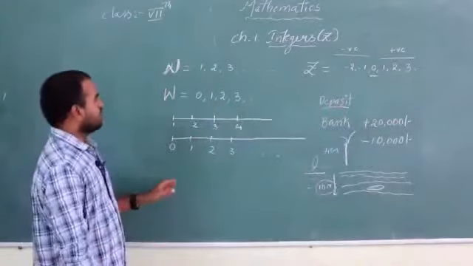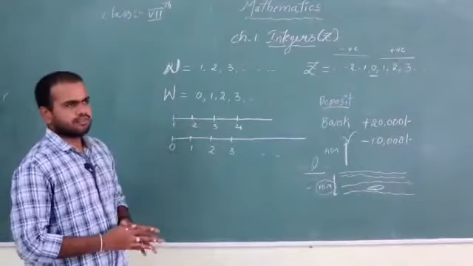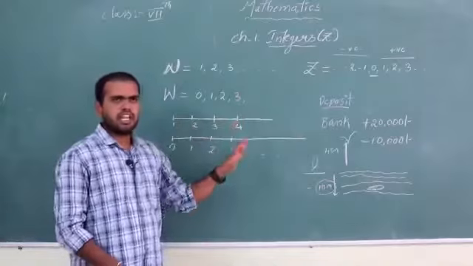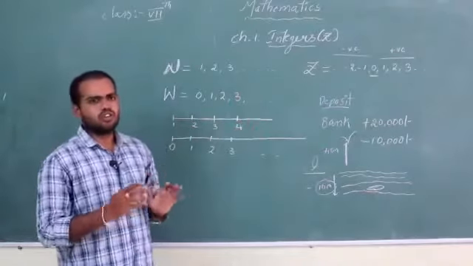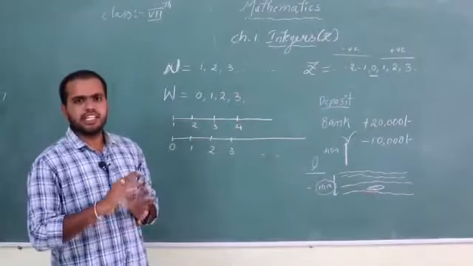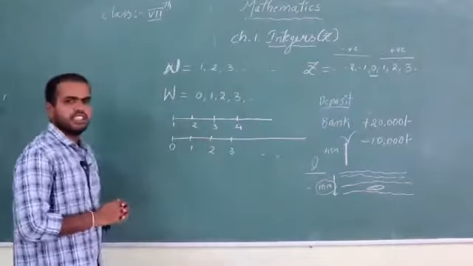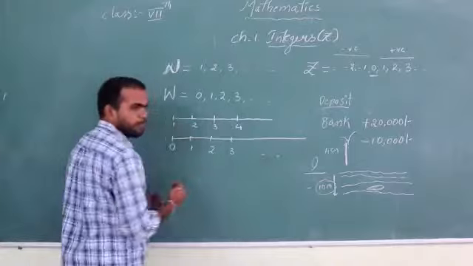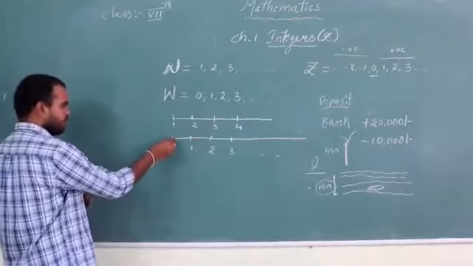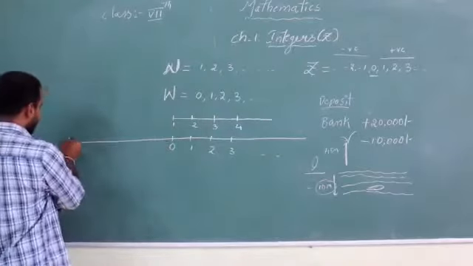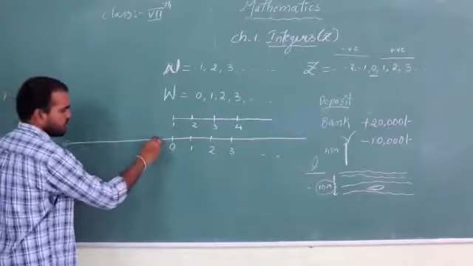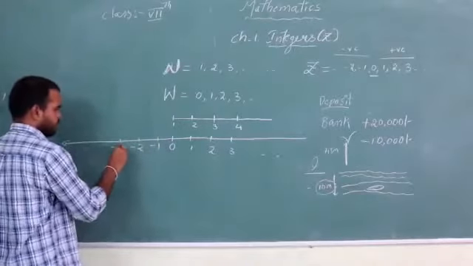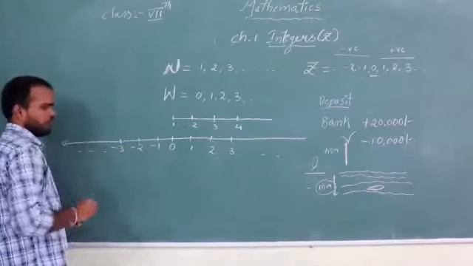Now, the positive numbers and the negative numbers, including 0, all of these we know are integers. Now how to represent these integers on the number line? The 0's right side are all positive numbers. In the same way, if you move to the left side of 0, all these numbers are negative numbers: minus 1, minus 2, minus 3 and so on.